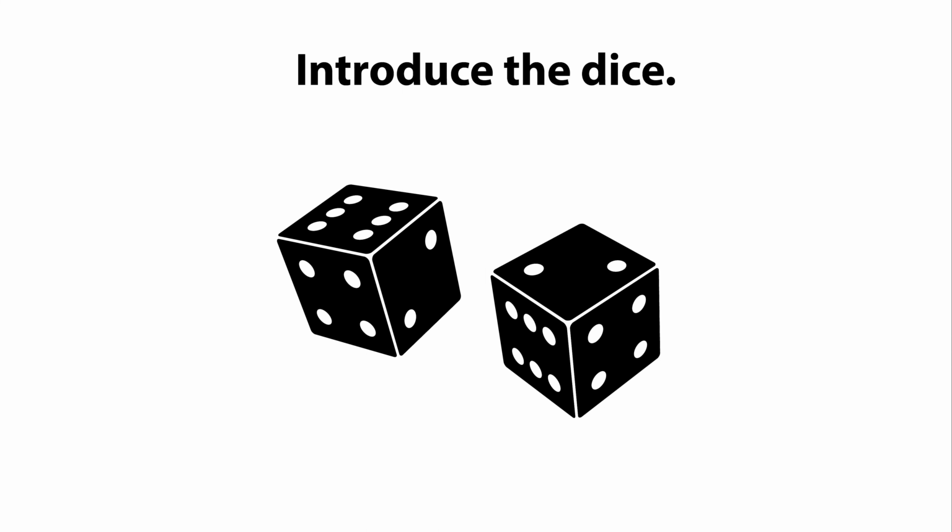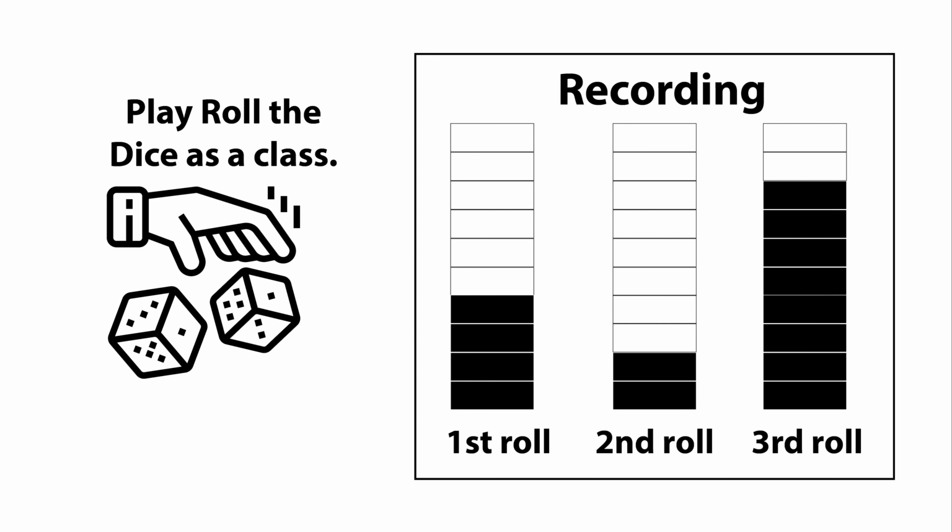Play roll the dice as a class, so that students understand the process of rolling, discussing, and recording. Show students how to use the line plot to record the number of dots they roll. Students can mark the squares above each number with X's or by coloring in the box. Tell students that after they have played the game many times, they will be able to use this recording to see what numbers they have rolled.